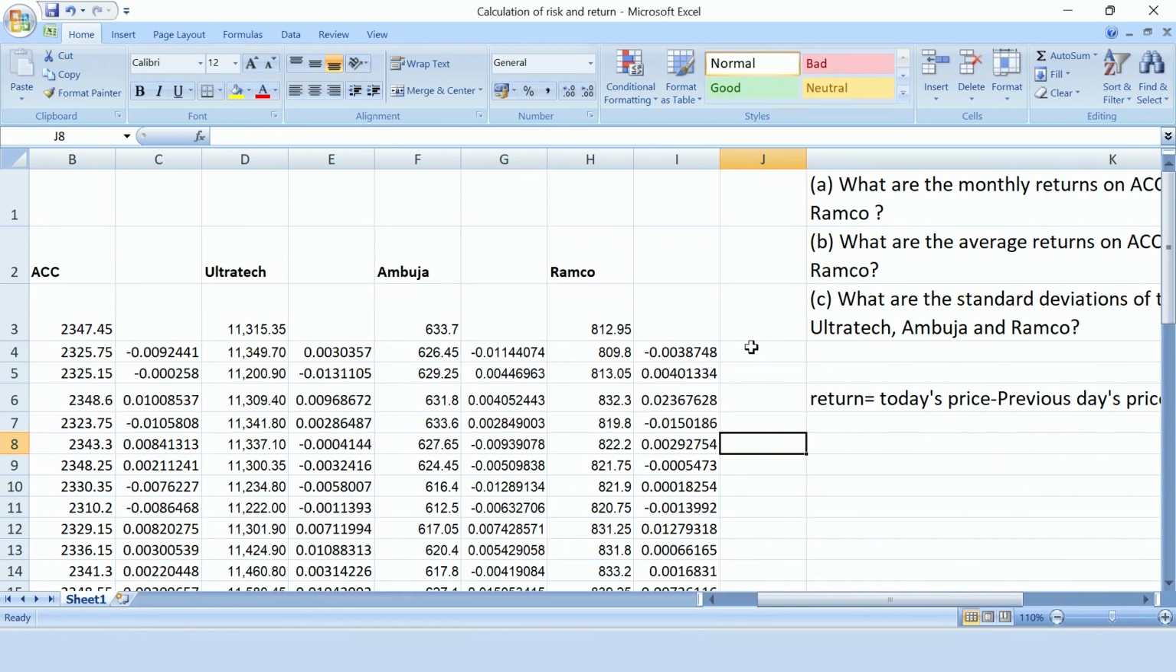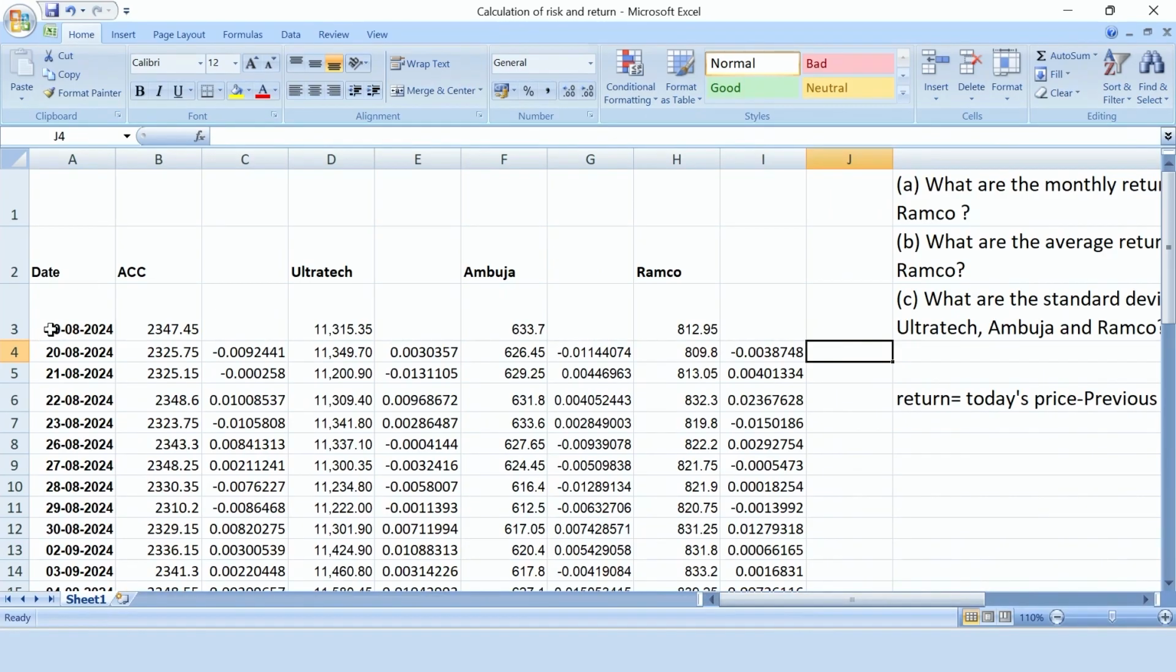Suppose I take the case of Ramco. This is 19th August 2024, this is 20th August 2024, 21st August 2024. There are 3 dates. The first date will be removed, because there is no previous date in the case of the 19th. So we'll start with 20th August.